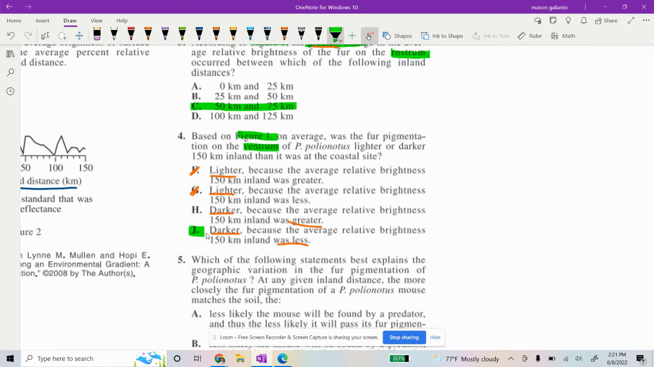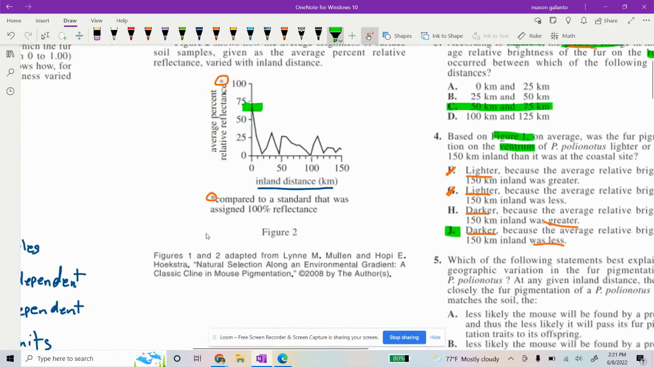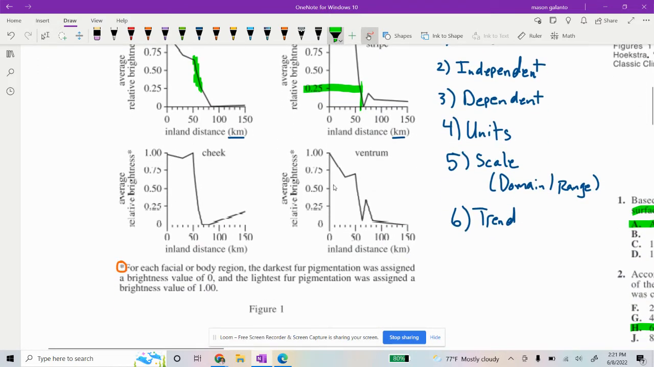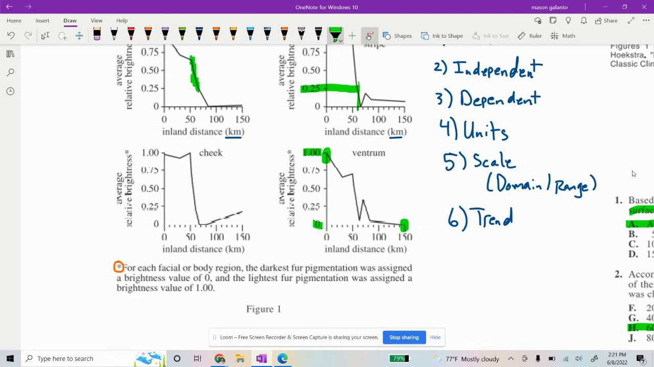And again, let's prove that to ourselves. Just by logic, we figured out this answer, but let's go back and prove to ourselves in figure 1. So in figure 1, we go to the ventrum, and we look at average relative brightness at the coast versus inland. And we notice really, really quickly, you have an average relative brightness of 1 or 0. It's clearly darker when we go inland.